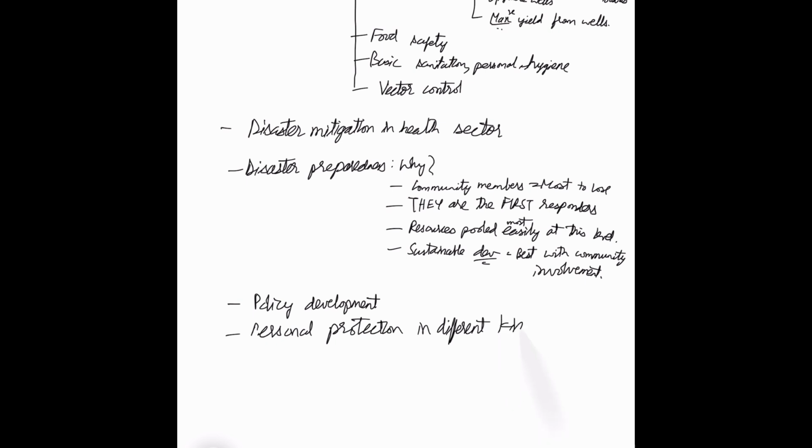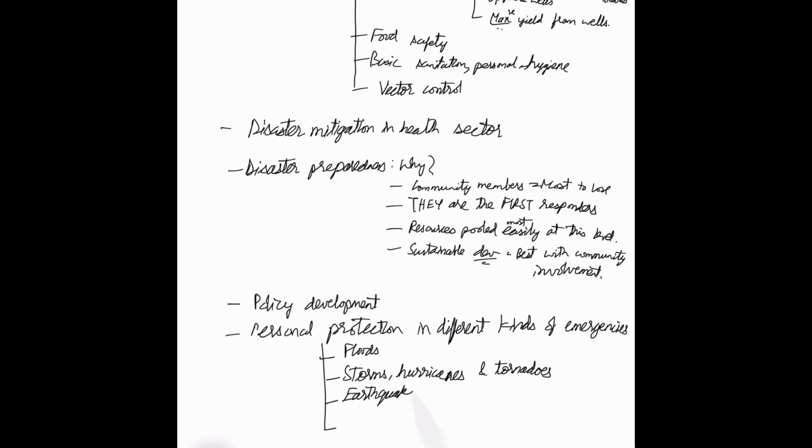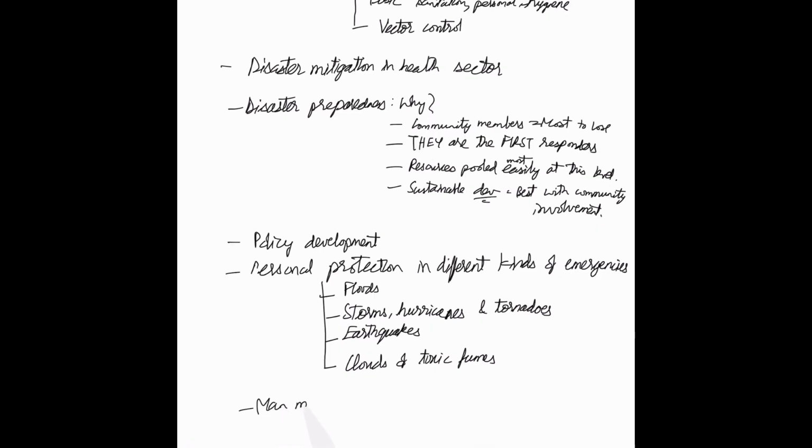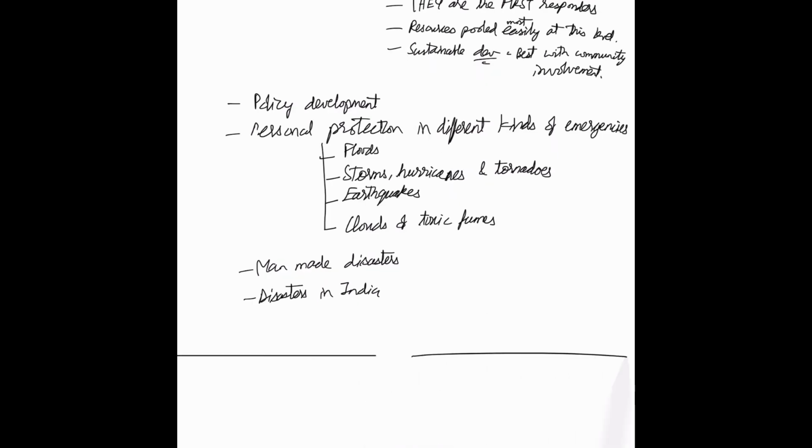Then there's a small note on policy development, personal protection in different kinds of emergencies like floods, storms, hurricanes and tornadoes, earthquakes, clouds of toxic fumes. These take a lot of pages, but don't get overwhelmed. They're just basically the same thing repeated according to the situation. Then man-made disasters and disasters in India.